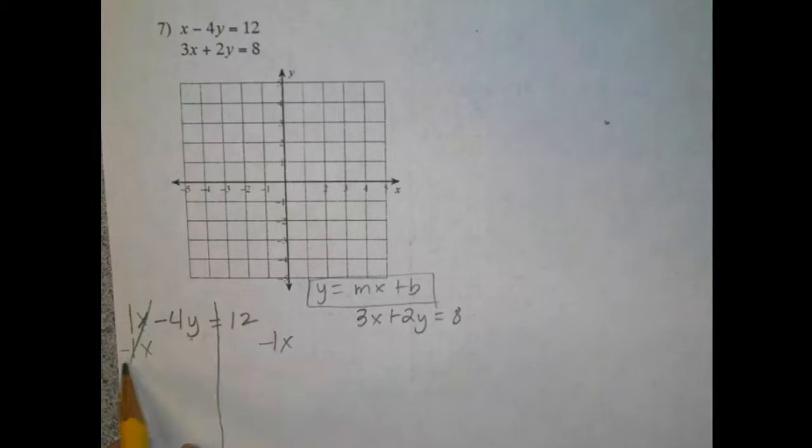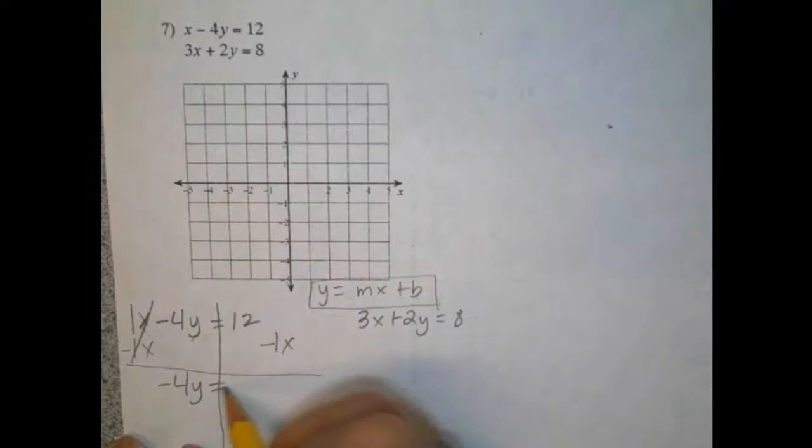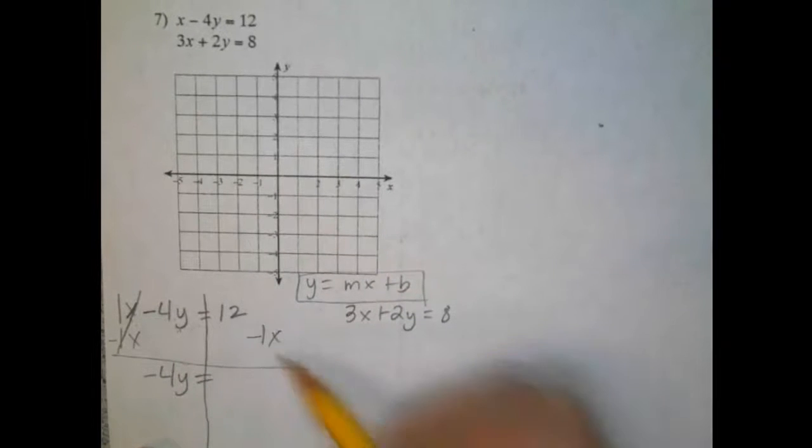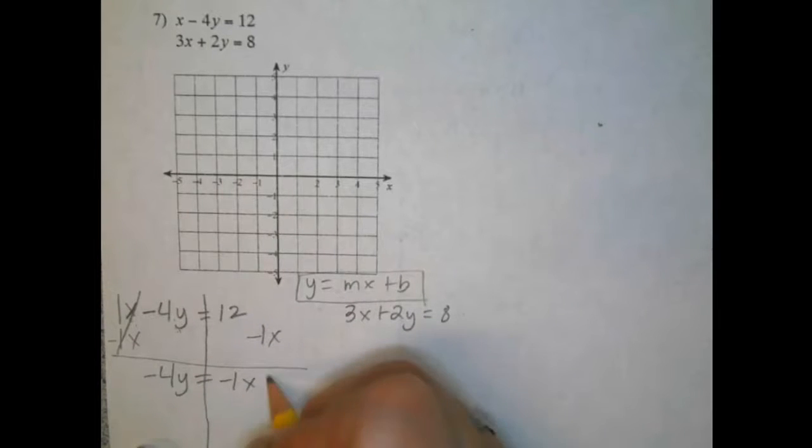Okay. My new equation is going to bring down that negative 4y. And what am I going to write first? My 12 or my negative 1x? My negative 1x, because I want that to go first, because that's my slope, right? Plus 12.